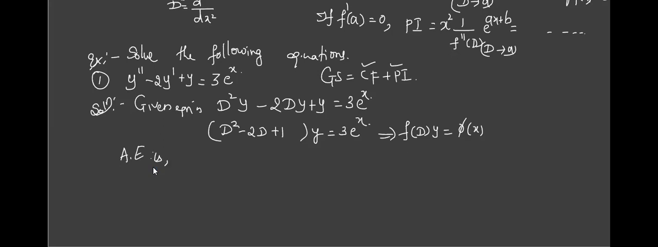Replace D by m and tell me: m square minus 2m plus 1 equal to 0. No, y should not be written. Okay, take the calculator and tell me the values. m is 1. Only one value I am getting, which means 1 and 1. Why do I have to write it 2 times? Why not 3 times?